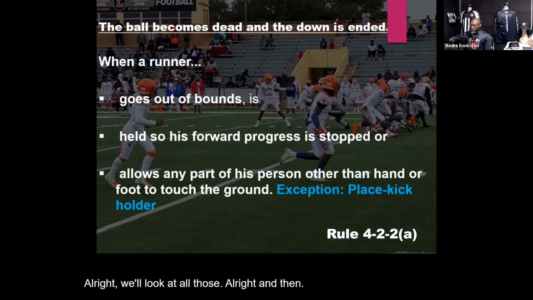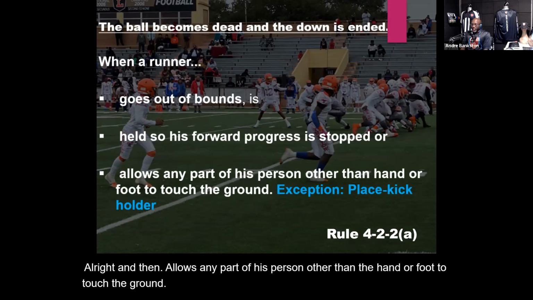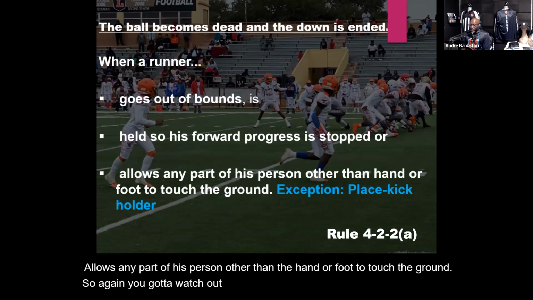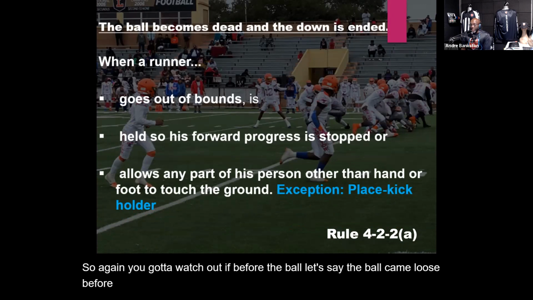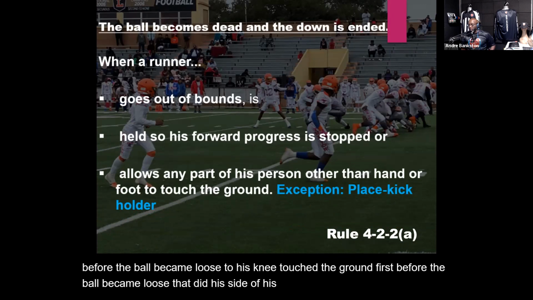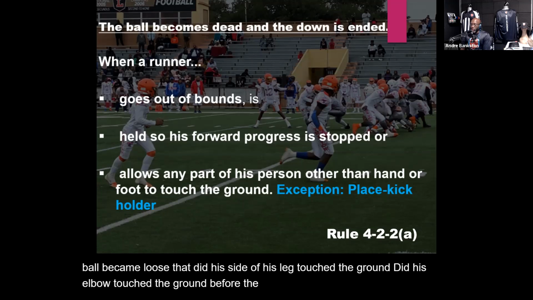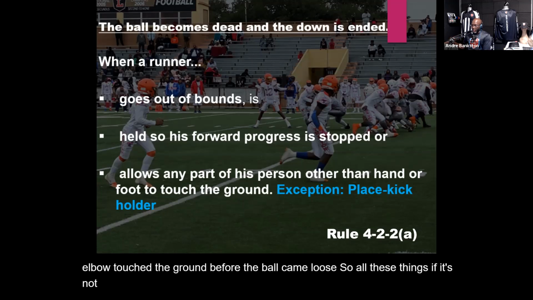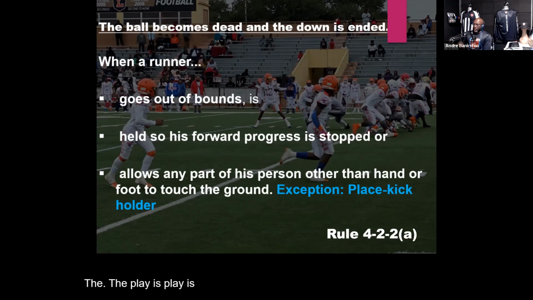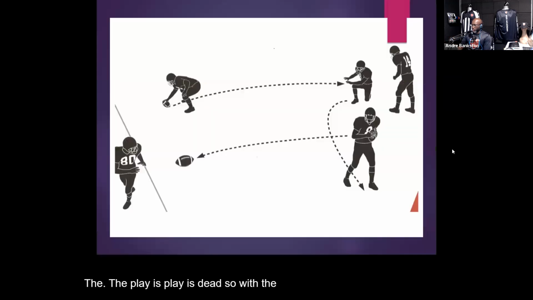allows any part of his person other than the hand or foot to touch the ground. So again, you got to watch out if, before the ball became loose, did his knee touch the ground first? Did his side of his leg touch the ground? Did his elbow touch the ground before the ball became loose? So all these things, if it's not his hand or his foot, the play is dead. So with the exception of the place kick holder.